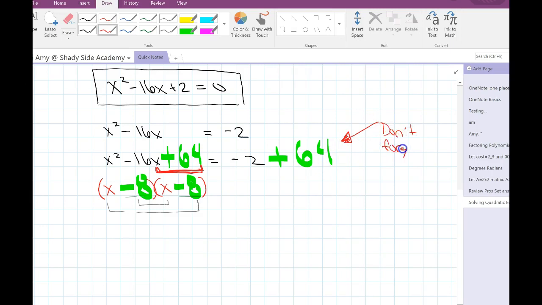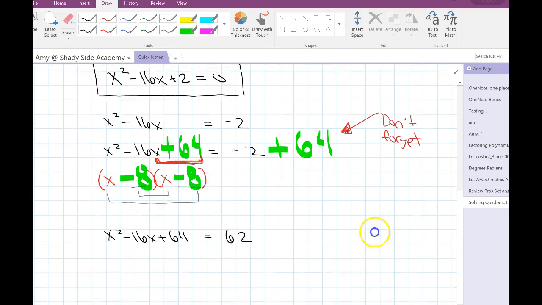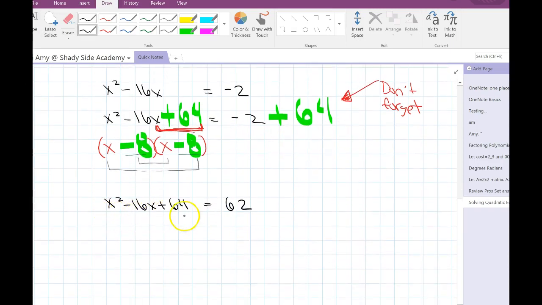Okay, and you'll notice here that, as far as equations go, what's great about equations is that you can do whatever you want to an equation as long as you do it to both sides, and it's called maintaining the integrity of the equation. All right, let's proceed. So now what I've done is I've done this: x squared minus 16x plus 64 equals negative 2 plus 64, which is 62. Okay, and now I'm going to factor.